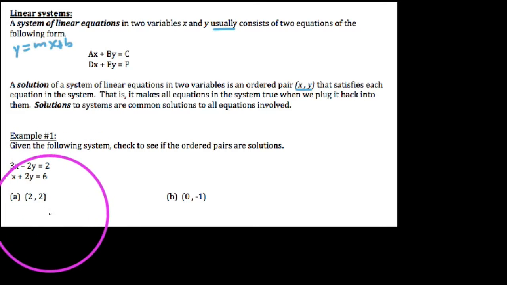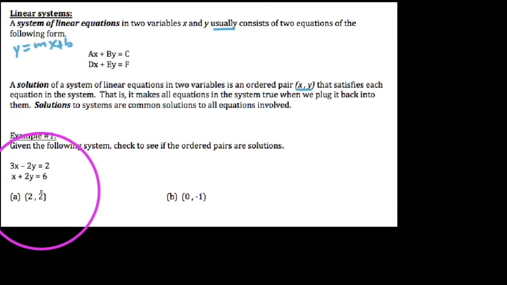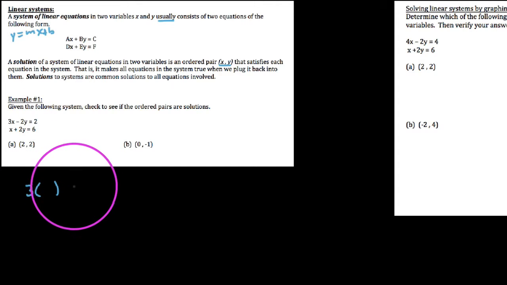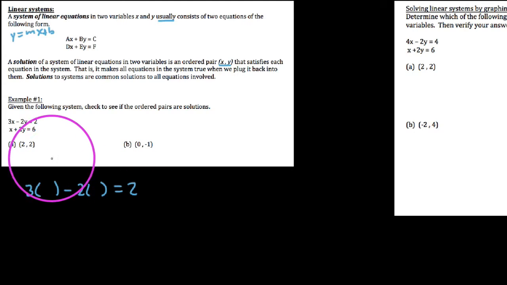So really quickly, what I'd like to do is show you how we can verify if an ordered pair is a solution to a system or not. And really all we need to do is plug it into each equation in the system to see if it satisfies it. So here, we've got this equation, 3x minus 2y is 2. So I'm going to say 3x minus 2y is 2 where I've removed x and y and we're going to replace them with these values that we're given.